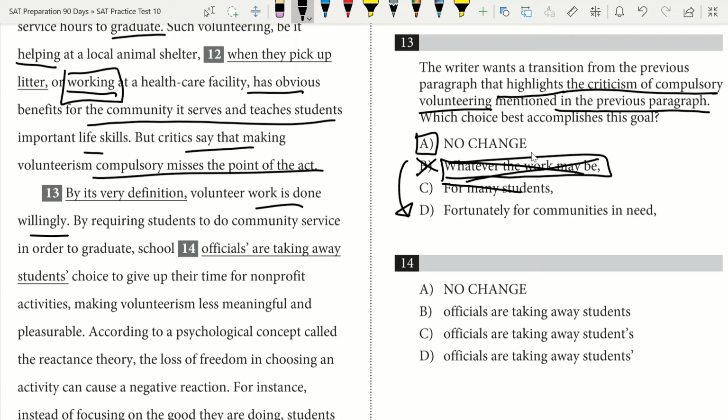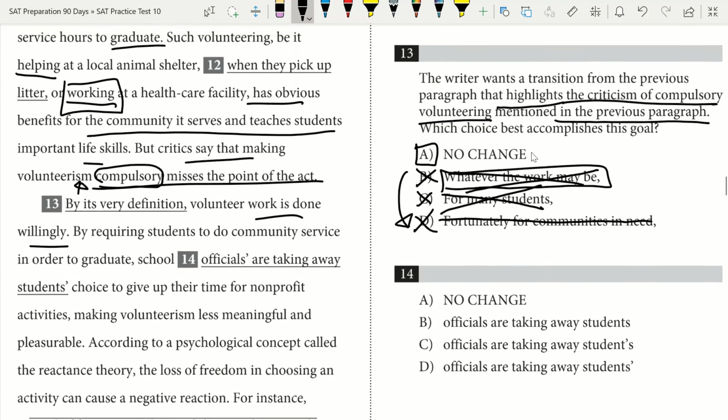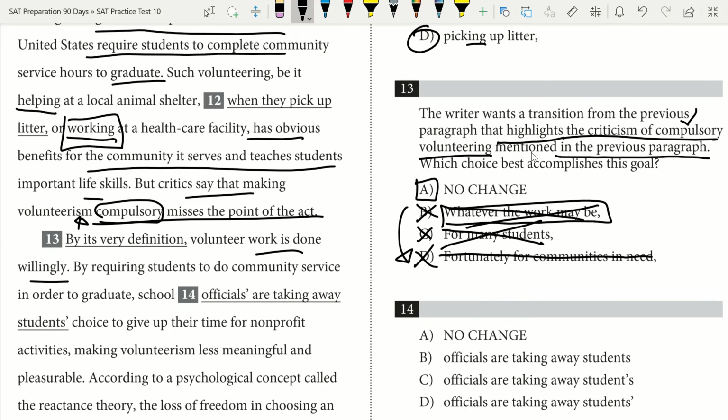"For many students," once again, that's not critiquing that forced volunteering, right? We want to show that volunteer work is supposed to be done willingly, but it's not, by having compulsory or mandatory volunteering. And then D, "Fortunately for communities in need," once again, that's kind of off base here, right? Obviously, we are talking about volunteerism, but it's off base because we want to criticize this forced volunteering, and option D does not do that.